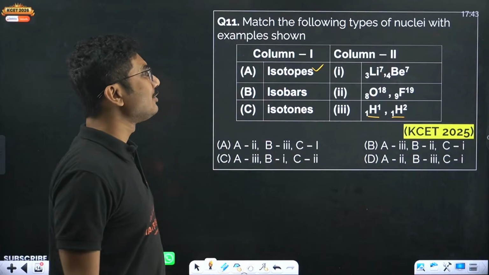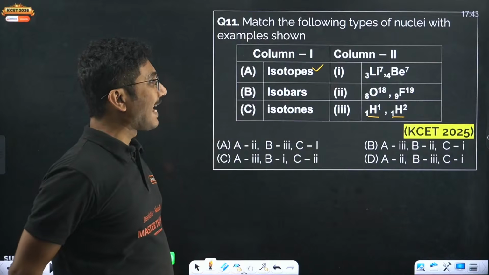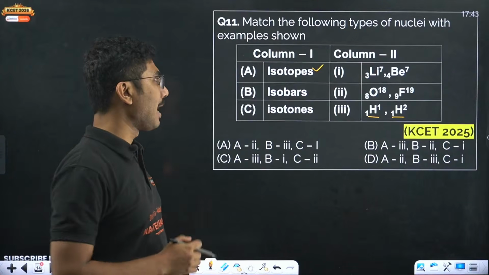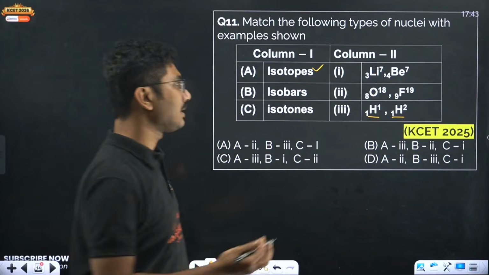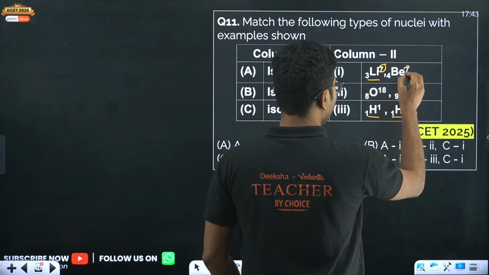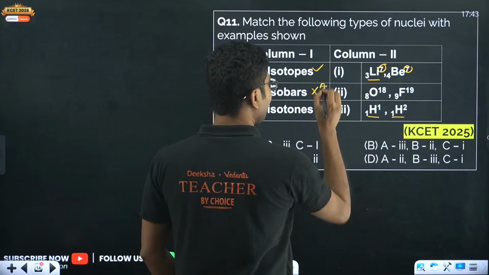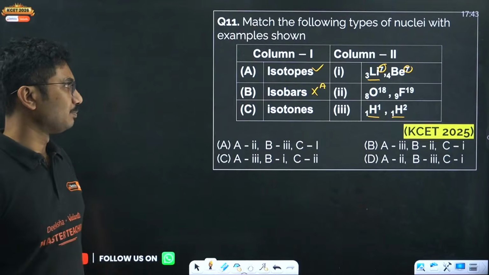Next is isobars. Isobar means they have the same mass number. Bar means same mass number. Isobar means this value is the same. The mass number is the same.